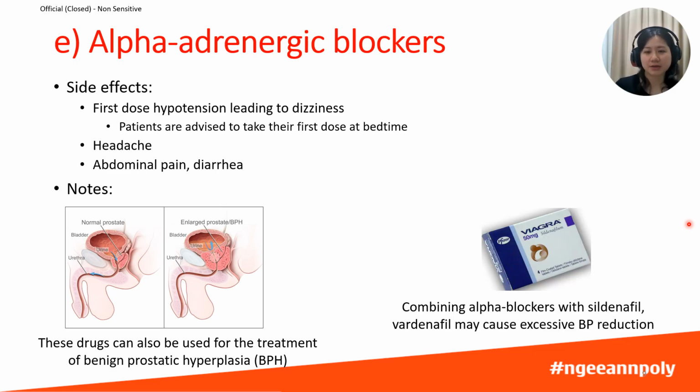Another thing to take note of is that if alpha blockers are taken in combination with sildenafil or vardenafil, it can cause excessive reduction in blood pressure. Sildenafil is more widely known as Viagra.